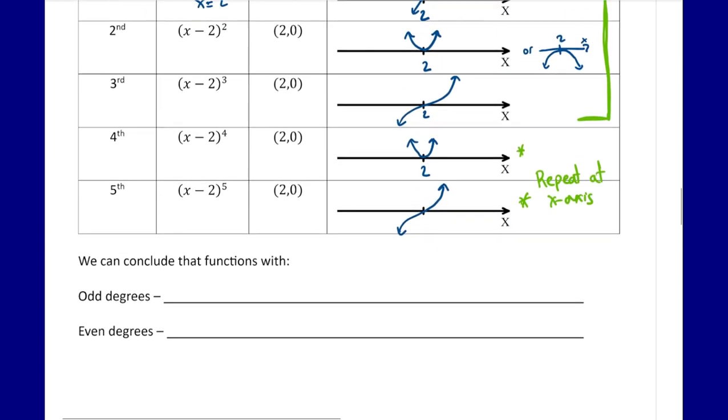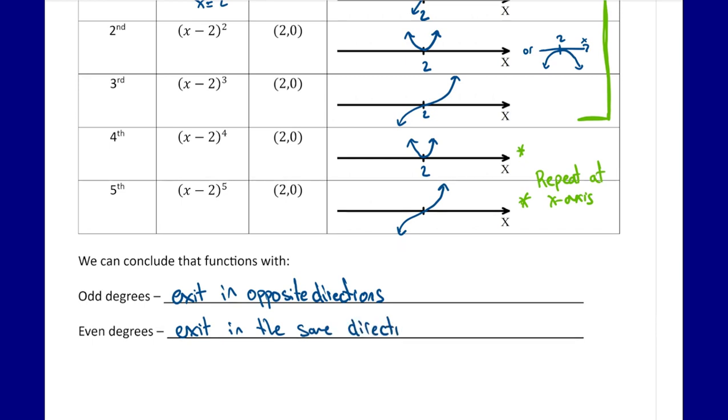And we can conclude then that the functions with odd degrees enter and exit in opposite directions, and if they're even degrees, they exit in the same direction. So this implies the idea of the parabola shape or the S shape when dealing with how it touches the graph or the x-axis.